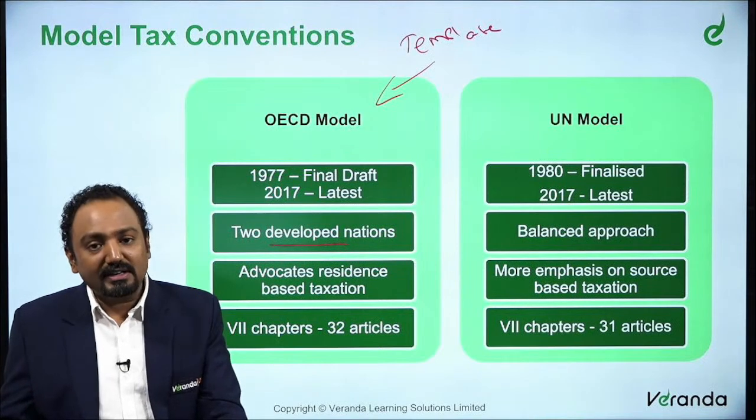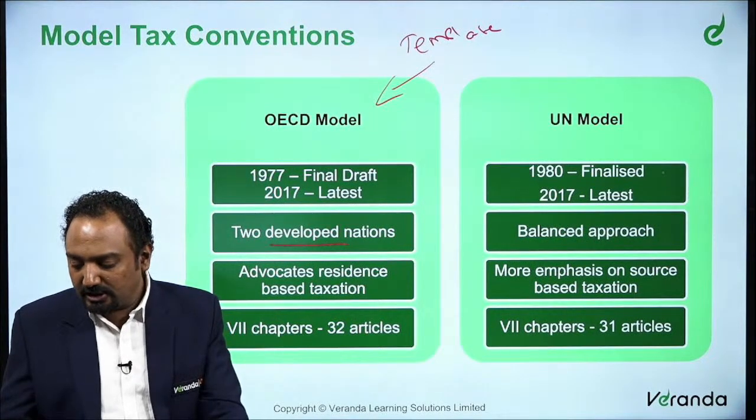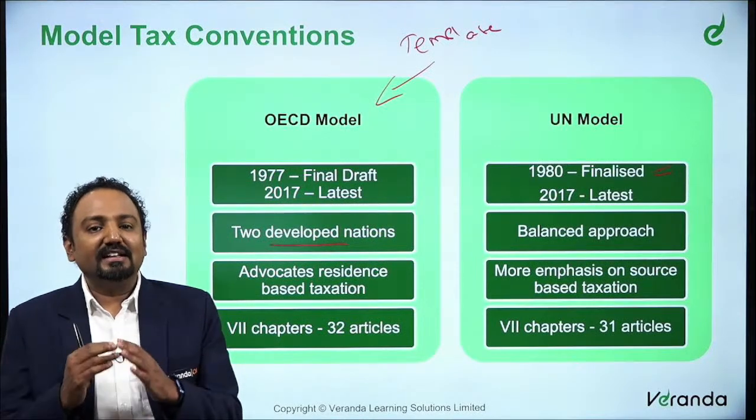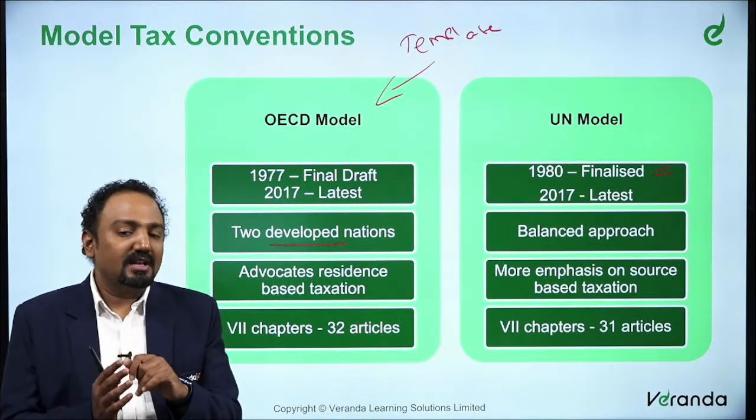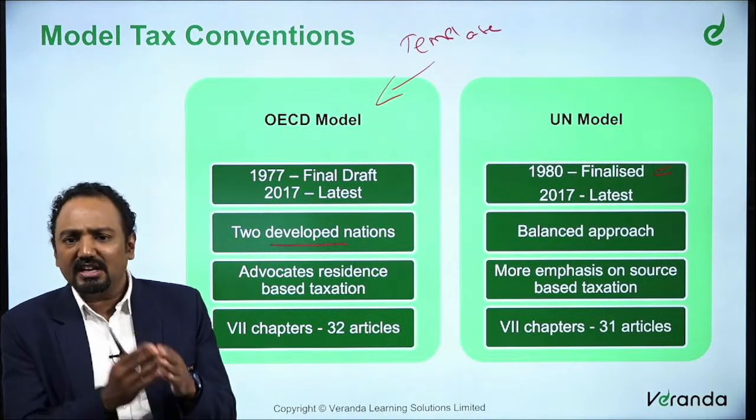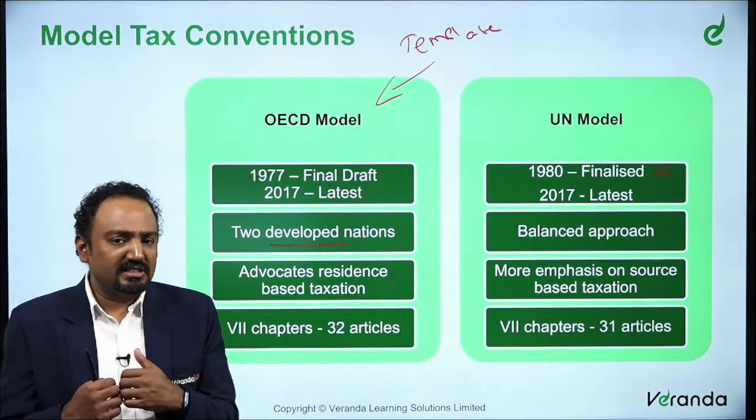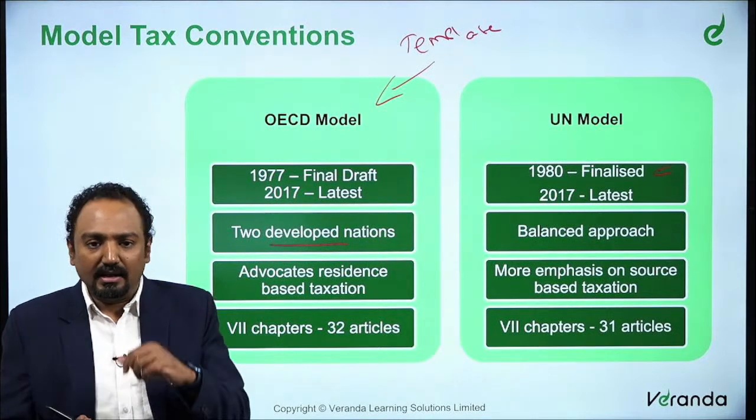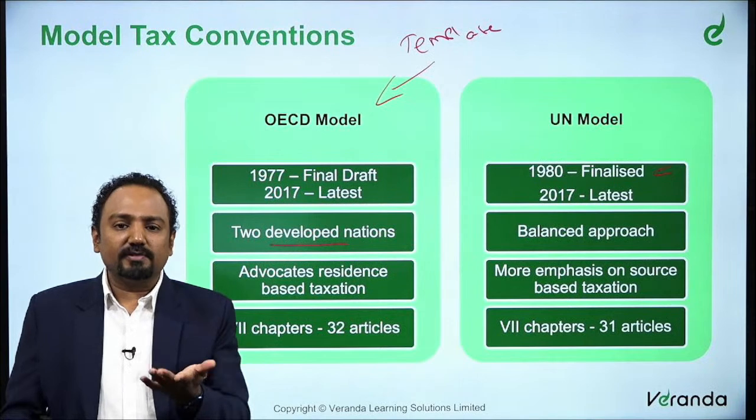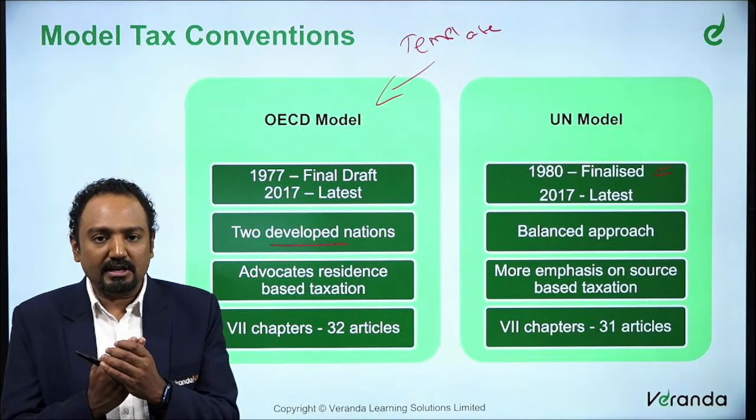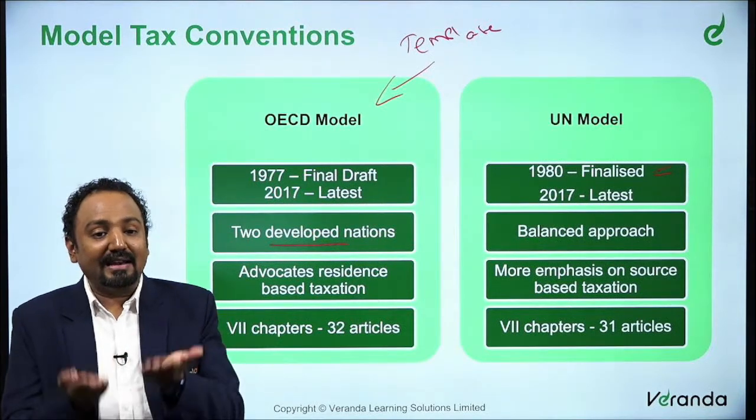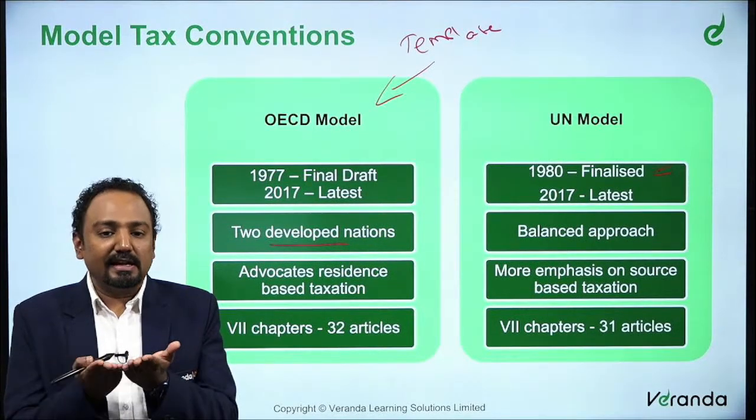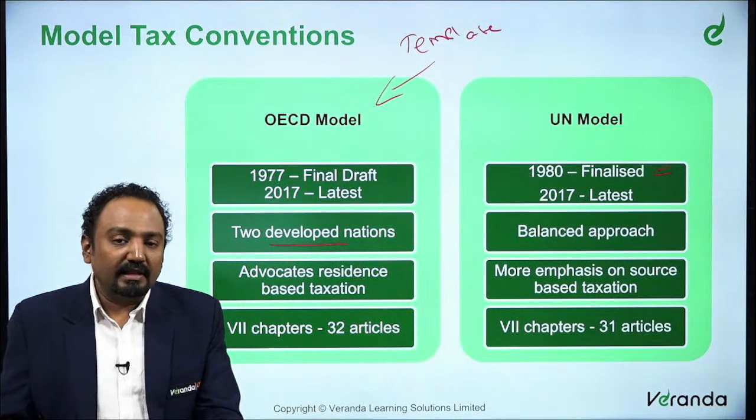Whereas the United Nations model was finalized in 1980, and the latest one is 2017. It gives you a balanced approach, which means not just developed nations, even developing nations such as India can also prefer this model. They have structured it in a manner that is helpful not just for developed nations but also for developing nations. They have weighted both developed and developing nations equally and created a balanced approach.